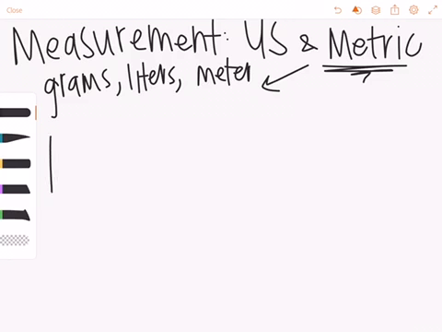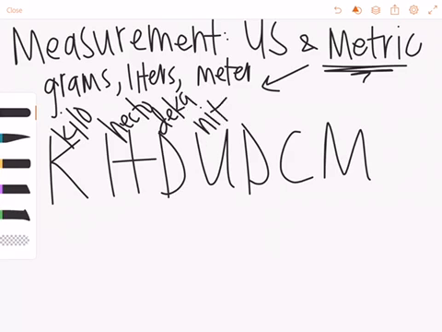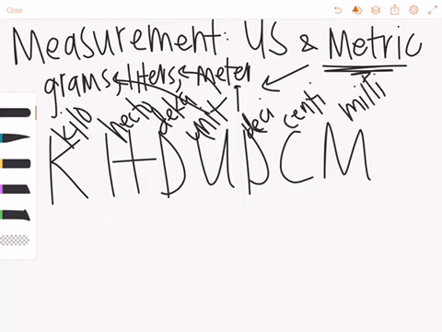So we have King Henry died unexpectedly drinking chocolate milk. Okay? K stands for kilo. H stands for hecto. D stands for deca. U stands for unit, and that's basically one of these three things, the meter, the liter, or the gram. This D stands for deci, centi, and milli. Okay, so if we're talking grams, this is kilograms, hectograms, decagrams, grams, decigrams, centigrams, milligrams.